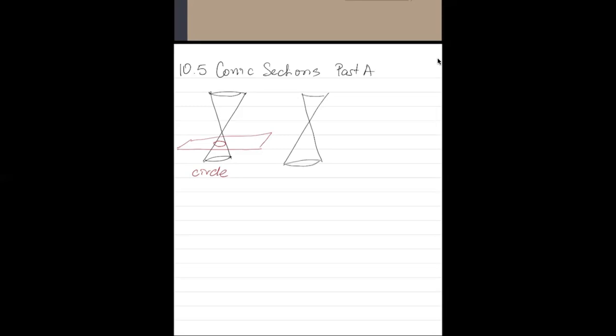Okay, so if we have a plane now intersecting the cone in such a way at an angle here, this intersection would be an ellipse, and another cone with the plane intersecting it at an angle more like that. That intersection is a parabola.